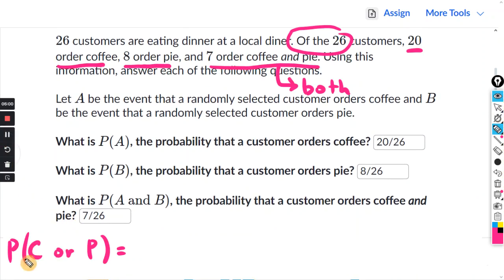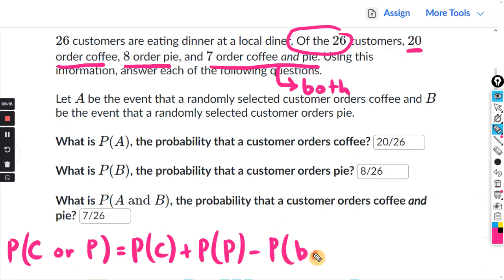All right, so probability of coffee or pie. Instead of A and B, I use C and P. Like we said at the beginning, you add the probability, so the probability of coffee plus the probability of pie minus the probability of both.